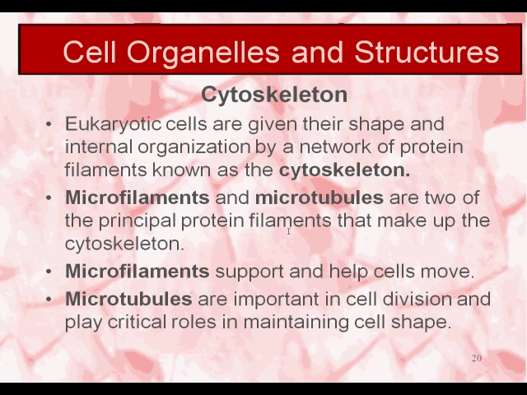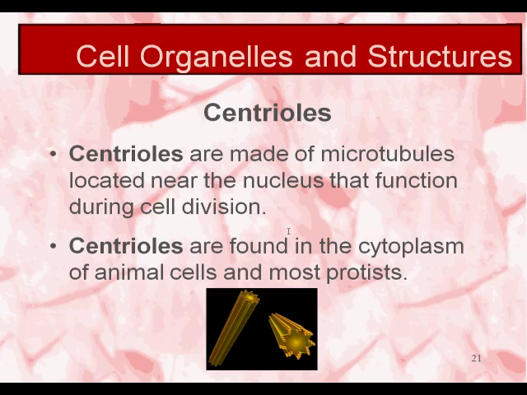There are two major types of protein filaments that make up the cytoskeleton of the cell. Microfilaments support and help move the cells, and microtubules are important in cell division or mitosis. And here you will find a picture of these structures. Centrioles play a major role during mitosis.